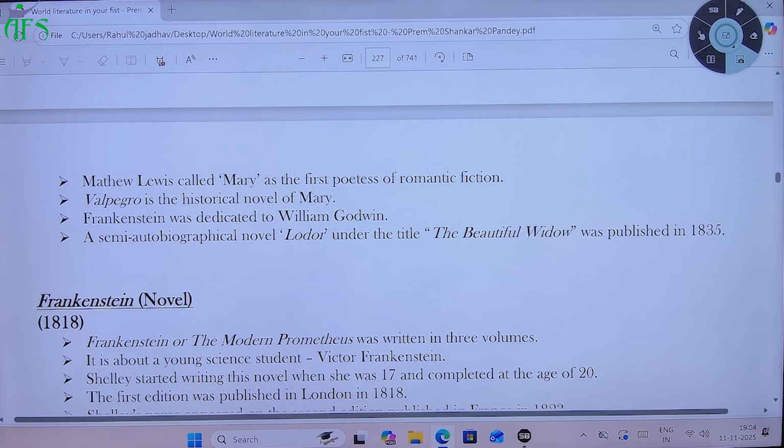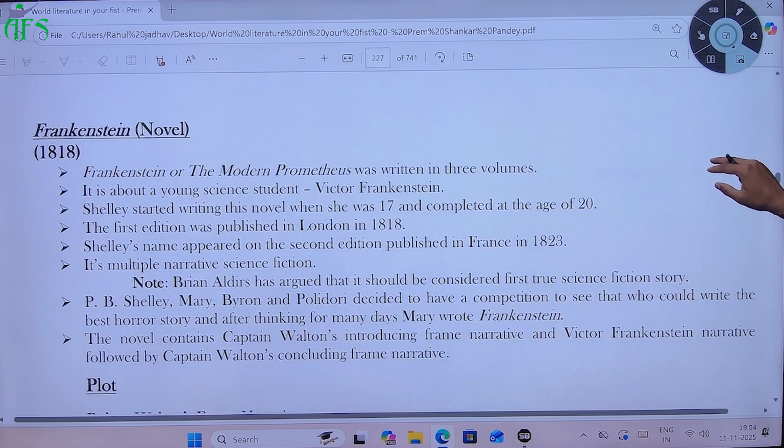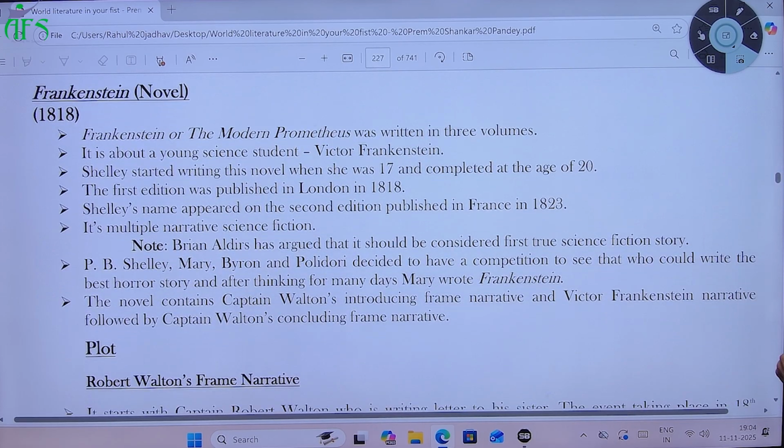Now, looking at her famous work, Frankenstein, or The Modern Prometheus, it was written in three volumes. It is about a young science student, Victor Frankenstein. Shelley started writing this novel when she was just 17 and completed it at the age of 20. The first edition was published in London in 1818. Shelley's name appeared on the second edition, published in France in 1823.